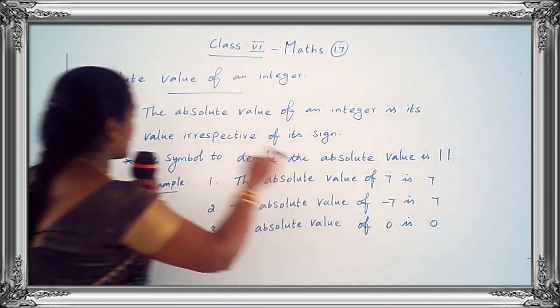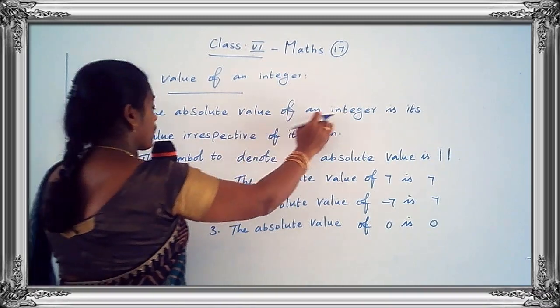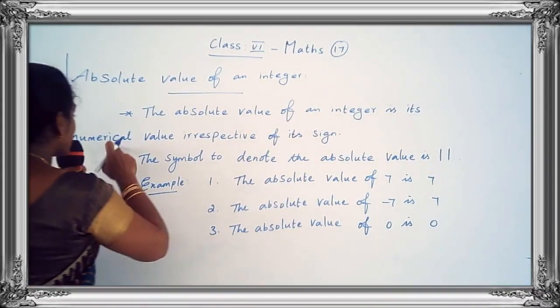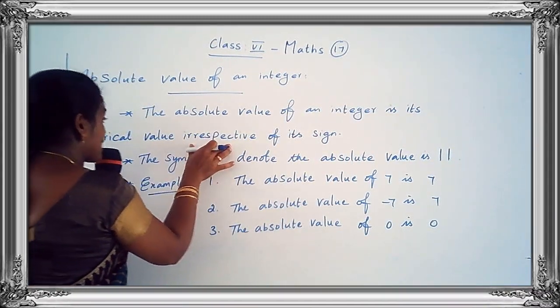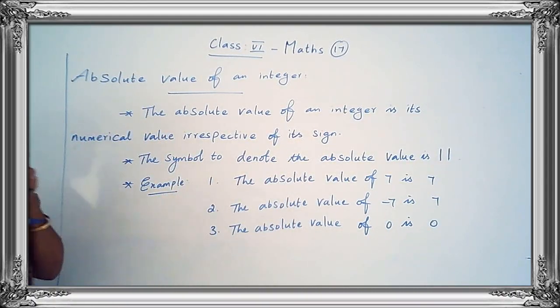Okay, you see here, the absolute value of an integer is its numerical value irrespective of its sign. நம்ம சைன் வந்து என்னதா இருந்தாலுமே நம்ம அதை எடுக்கவே கூடாது. சரியா? நம்மளுக்கு ஒன்லி நம்பர் மட்டும்தான் வேணும். Okay, the absolute value of an integer is its numerical value. Okay, that number only need. Okay, irrespective of its sign.